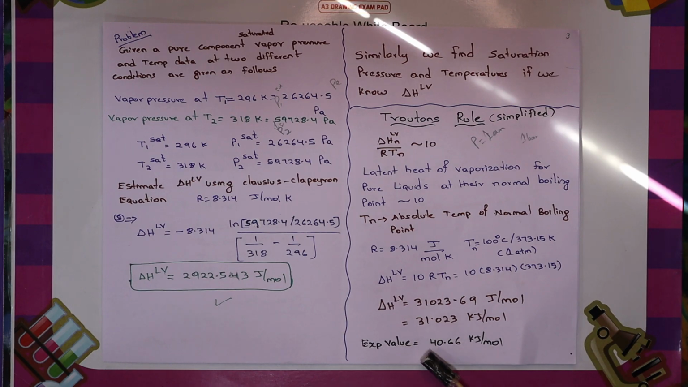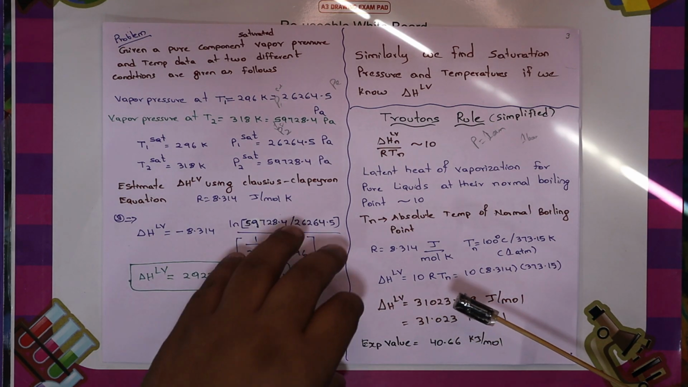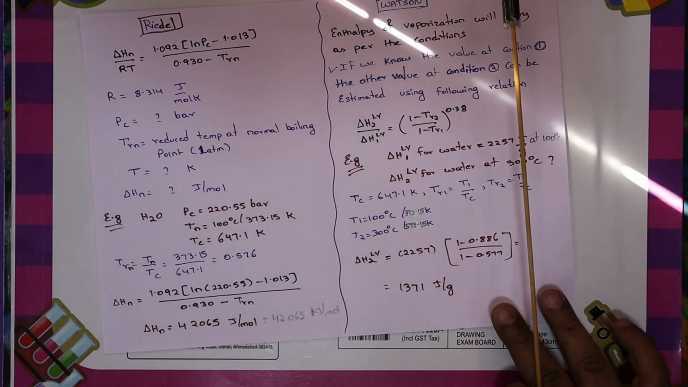In reality, the enthalpy of vaporization at normal boiling point is 40.6. Experimentally, the value is 40.66, but if you use Trouton's rule and calculate the enthalpy of vaporization, it comes to about 31.023. This is the difference, because it is more of a thumb rule. The thumb rule will not give you an exact calculation, but it will give you a starting point at where to start. That will help you in going for higher calculations.